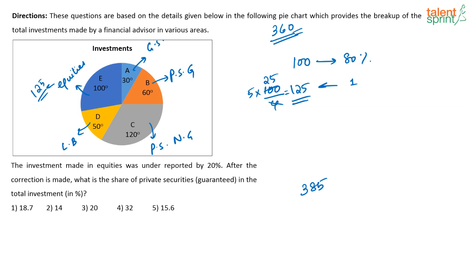After the correction is made, what is the share of private securities guaranteed in the total investment? So how much is invested from private securities guaranteed? 60. And what is the total investment now? It is 385. So what is the answer that we are looking for? 60 divided by 385 into 100. This is the answer that they are asking for. So what will you get the answer as here? You will get the answer as approximately 15.5, something like that. Look at the options, you have 15.6, that has to be your answer.